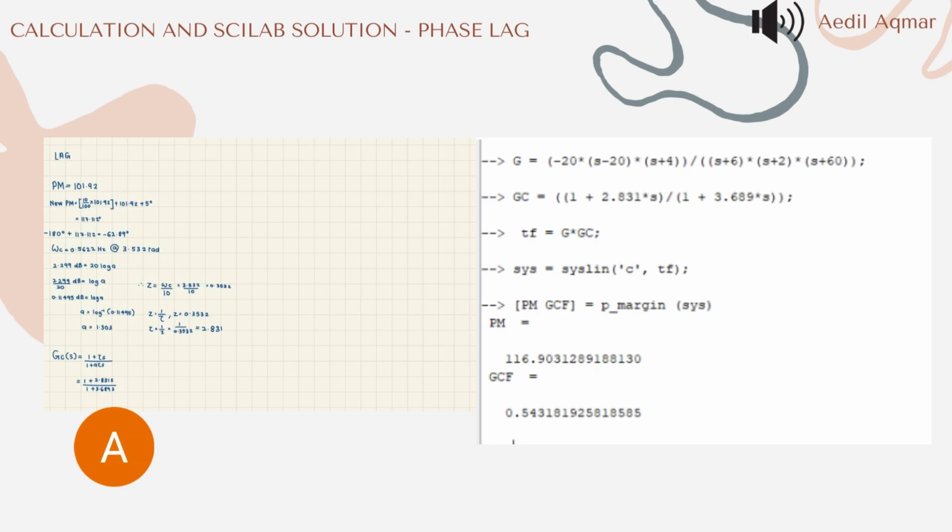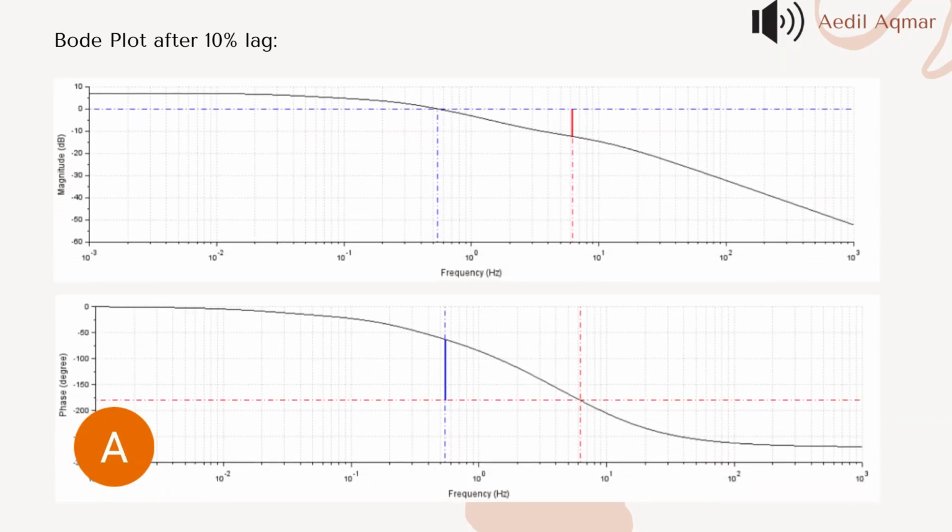And by using Scilab, the overall phase margin is equal to 116.90 degrees, which satisfies the requirement in question 4. So this slide shows the graph for the Bode plot after the 10% lag.